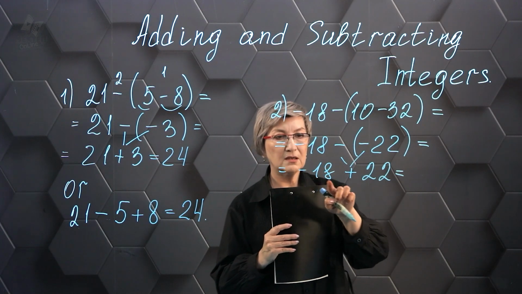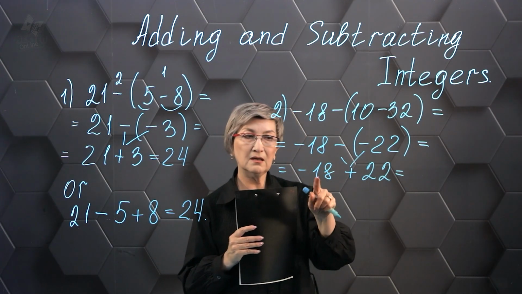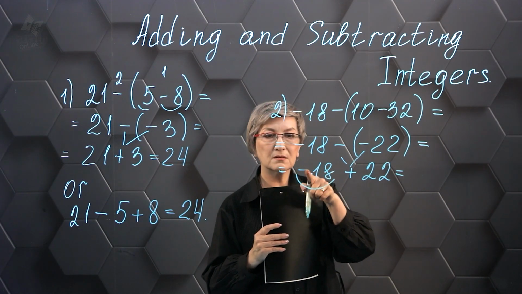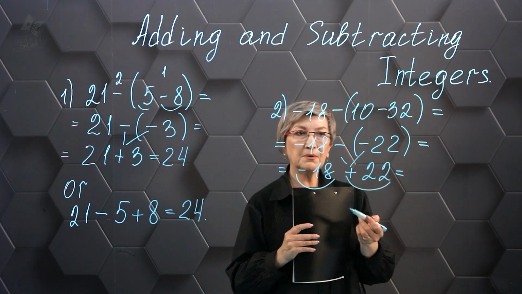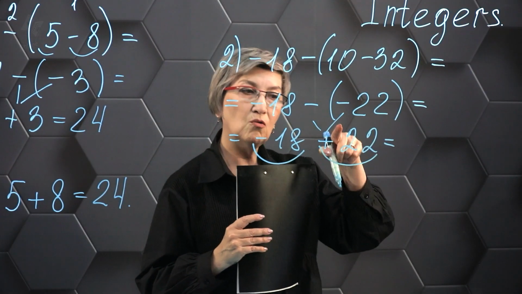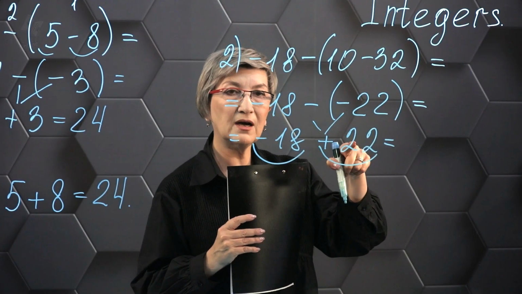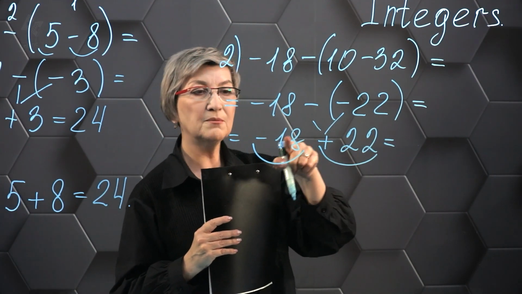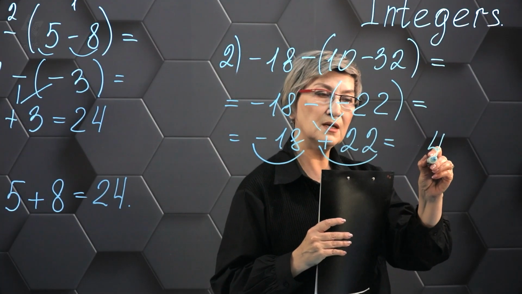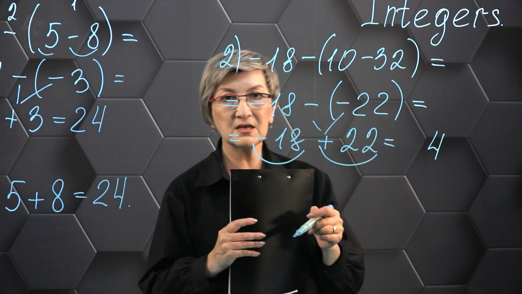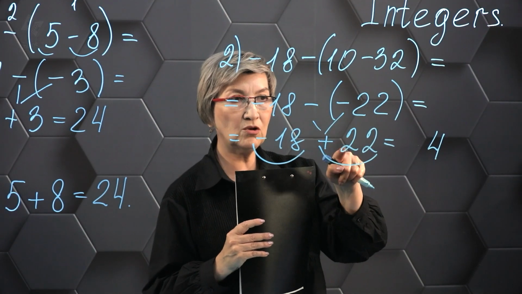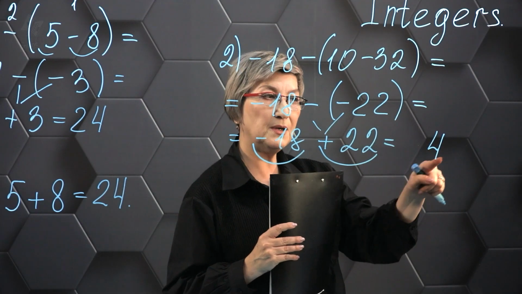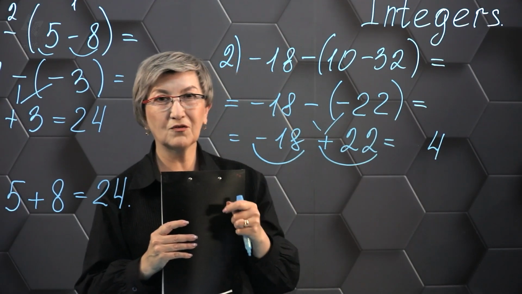And I will perform this action by applying the rules for adding two numbers with different signs. The number minus 18 with a minus sign. The number 22 is positive with a plus sign. And then from 22, because 22 is the greater modulus number, I subtract the number 18. 22 minus 18 is 4. Don't forget that I have to check the sign in my answer. I subtracted from the number 22. The number 22 is written with a plus sign. Therefore, I do not put any sign in front of the answer.